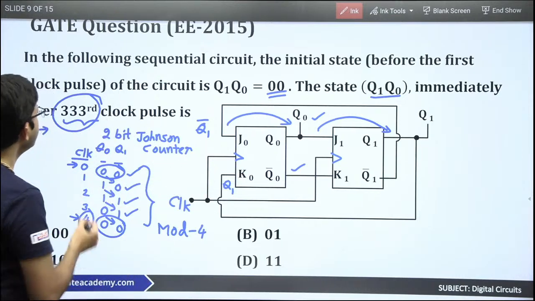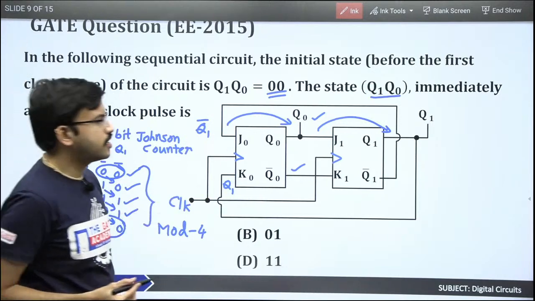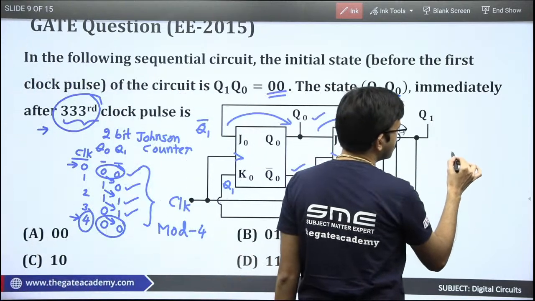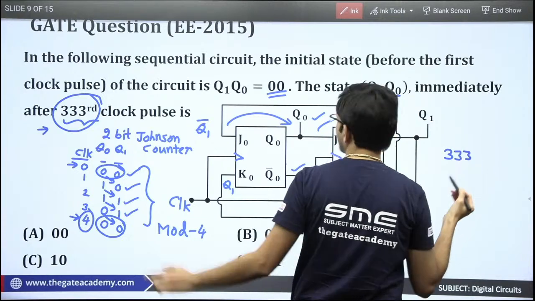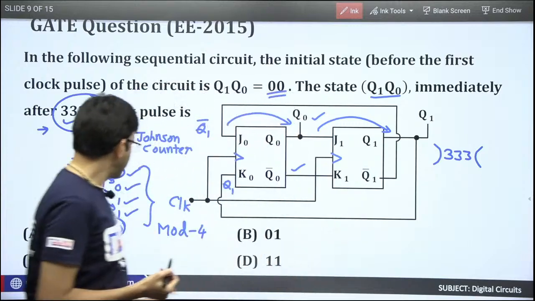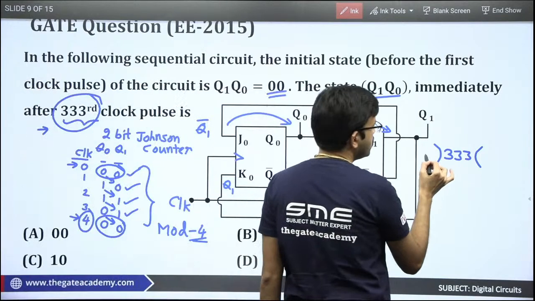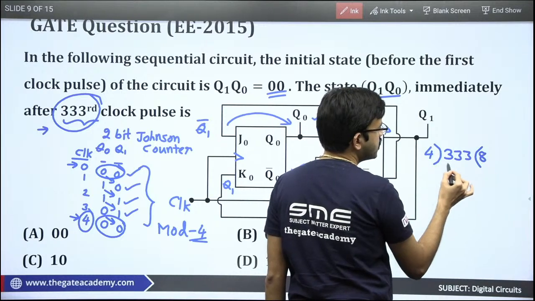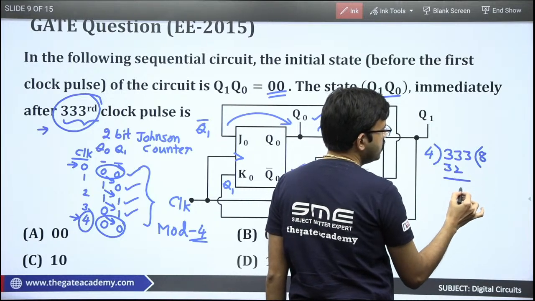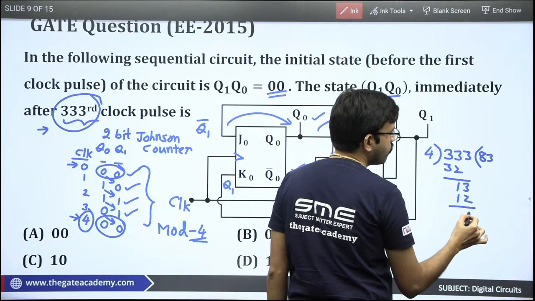Now the question is: after applying the 333rd clock pulse, what is the state of the counter? Now you just do this operation, that's all. Whatever clock pulse number they have mentioned, 333, divide that number by the mod number you got. So just perform the division. 4 8s are 32, remainder is 1. Here you can take 3, 4 3s are 12, remainder is 1.